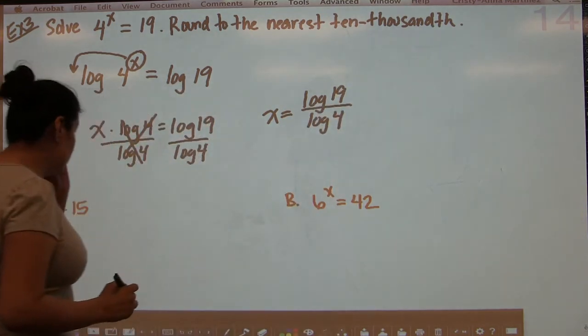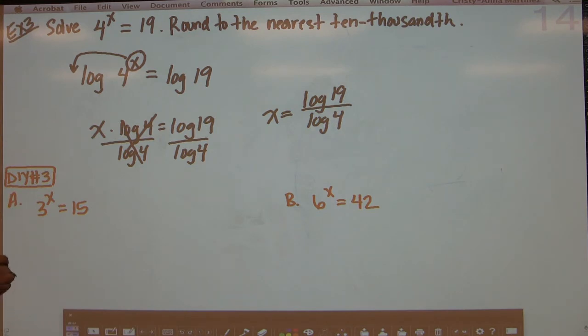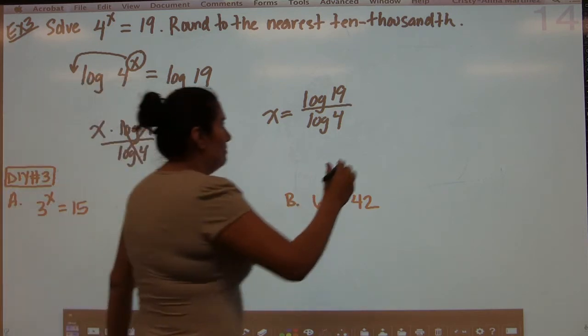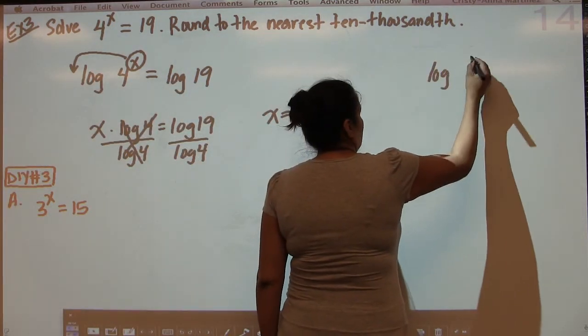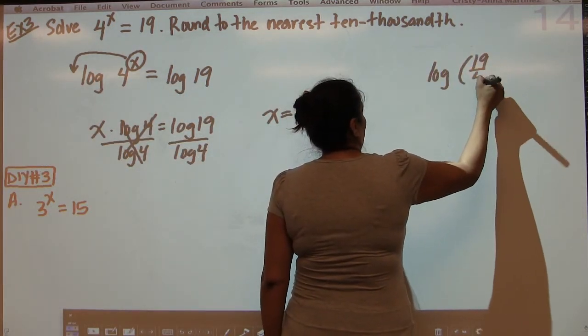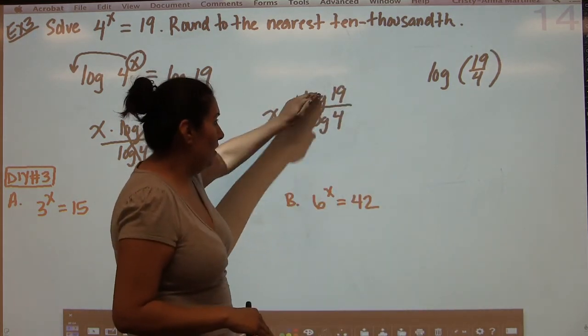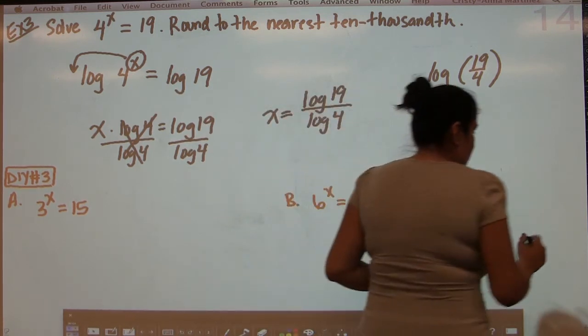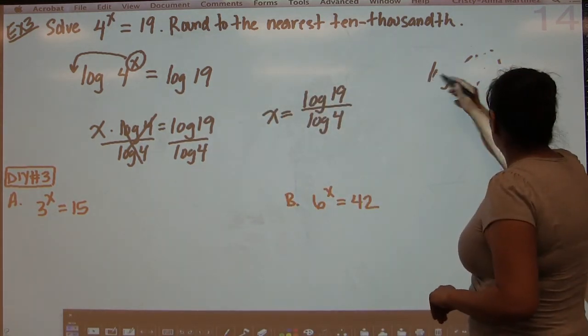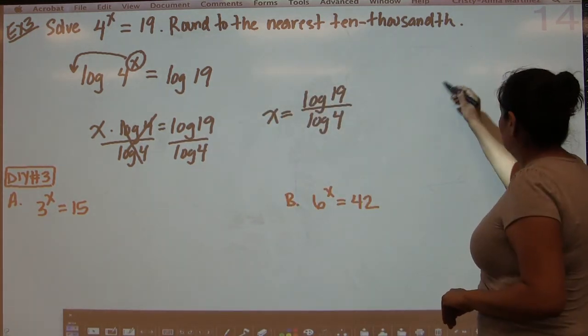Now don't confuse this with the property that says you can take a quotient and make it a subtraction. You could do that if it was log of 19 over 4, but it's not log of 19 over 4, it's log 19 over log 4. If you had log of 19 over 4, then you can convert that to subtraction. This is not what that is. You have a log on each piece of the fraction there, so this is not what you want to do. Just want to remind you that you can't do that.